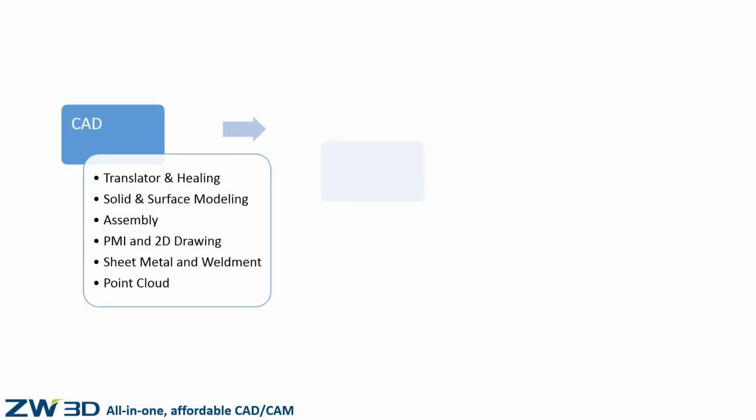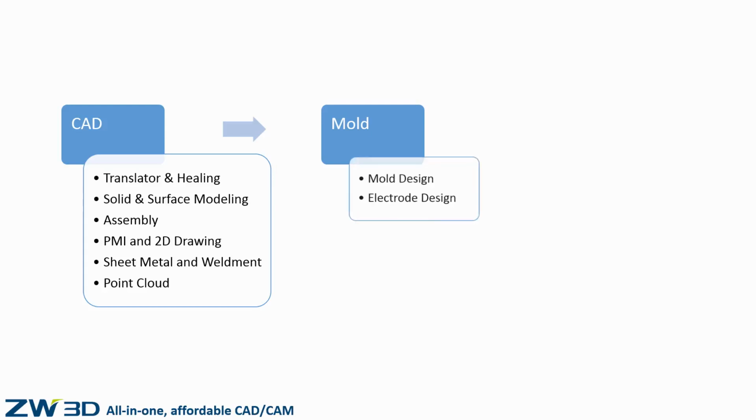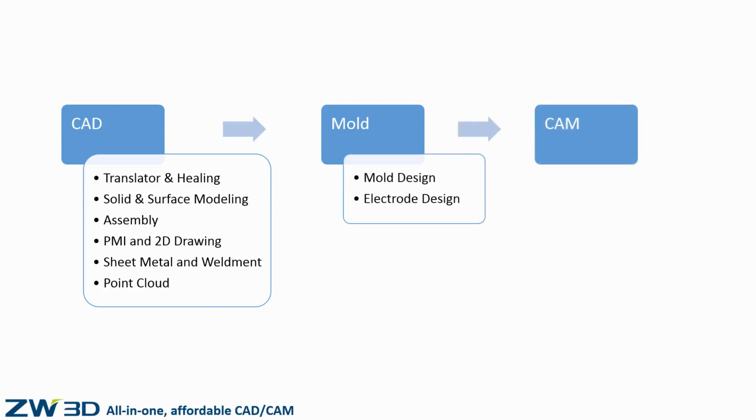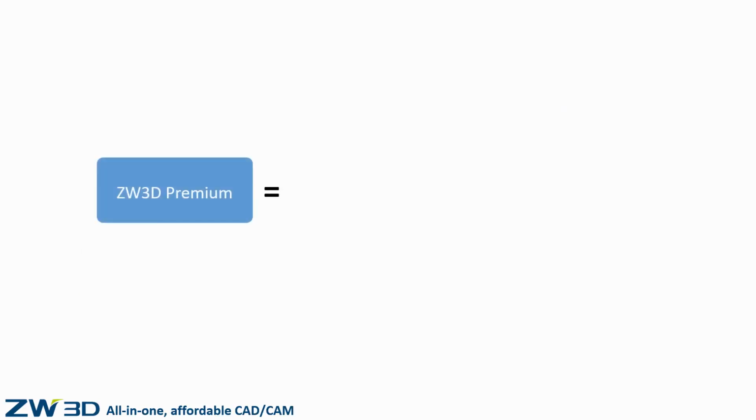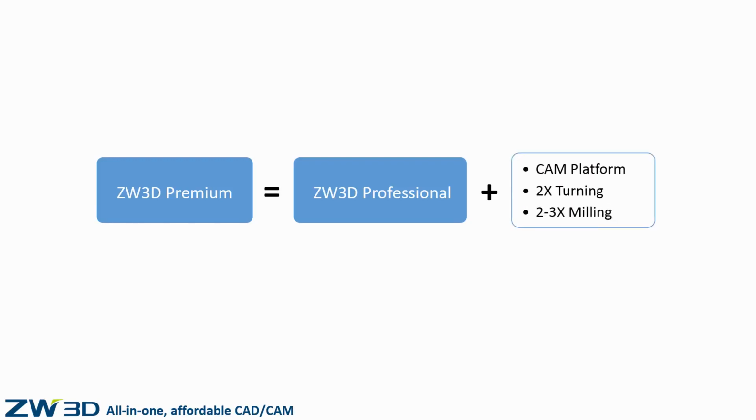ZW3D Premium version provides full CAD functions, mold design, and 2 to 3x machining, including translator, modeling, assembly, sheet metal design, 2x milling, drilling, 3x milling, etc. Which means ZW3D Premium version adds turning and 2 and 3x milling functions to the professional version. With Premium version, ZW3D delivers an easy and efficient all-in-one CAD/CAM solution.